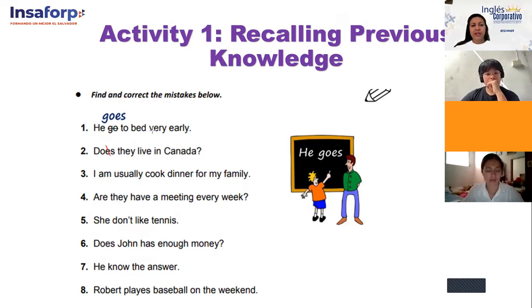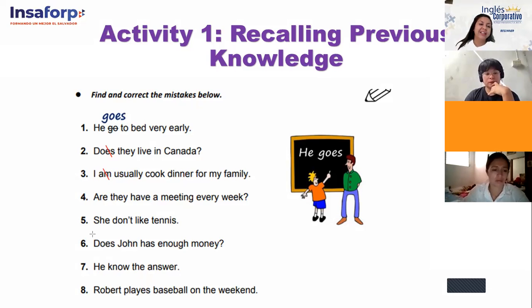So number two, do they live in Canada? Number three, I am usually cook dinner for my family. What is the mistake? ¿Cuál es el error? What's the mistake? First is the verb, I am. Exactly, this is the mistake. It should say only I usually cook dinner for my family. We don't use the verb be in this case, right? Because the verb here is cook. Yo usualmente cocino la cena para mi familia.